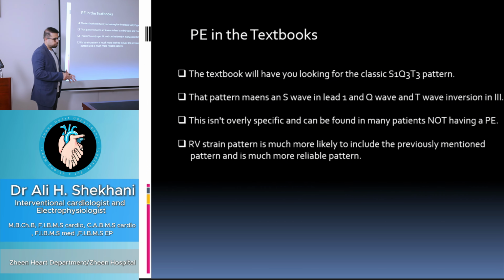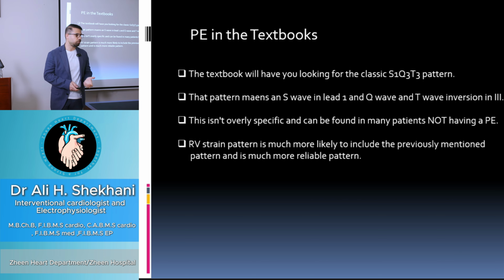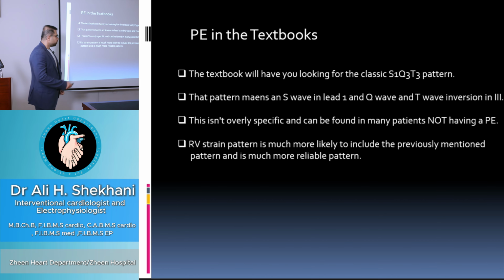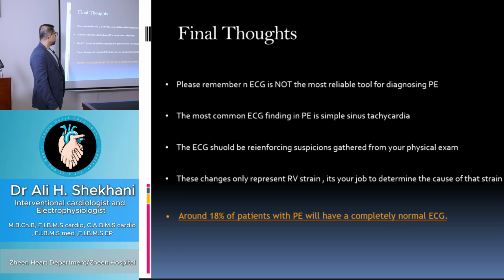And usually in the textbook, we used to know that pulmonary embolism causes S1, Q3, T3. But this is not sensitive nor specific, because frequently you may see such a pattern in a variety of conditions. The most common ECG abnormality in pulmonary embolism is sinus tachycardia, actually. And you have to know that 18% of patients with pulmonary embolism usually have a normal ECG. So ECG doesn't exclude pulmonary embolism.